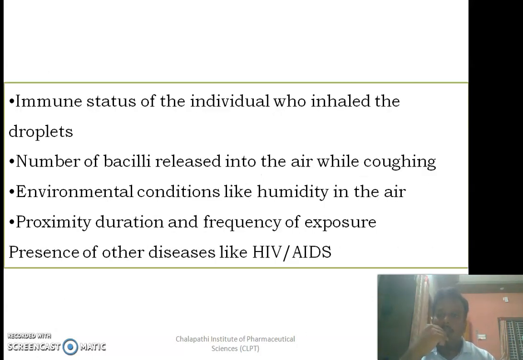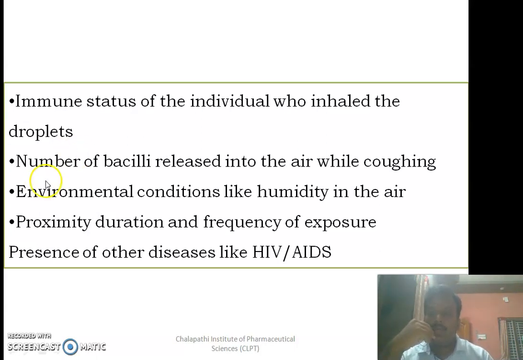Development of tuberculosis upon inhalation of those cough droplets containing Mycobacterium tuberculosis depends on some parameters. It depends on the immune status of the individual who inhaled the droplets. If he has a good immune system, he will develop very mild symptoms of tuberculosis. If he has a very poor immune system, he will develop tuberculosis very early, and we will observe very severe symptoms.